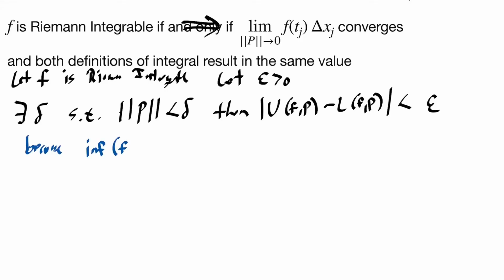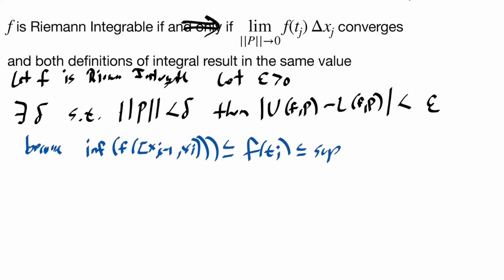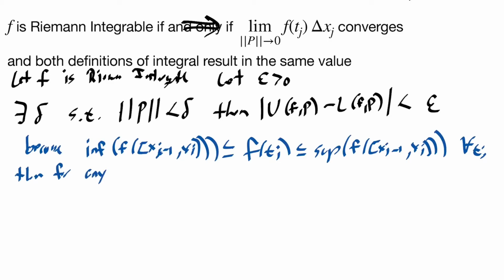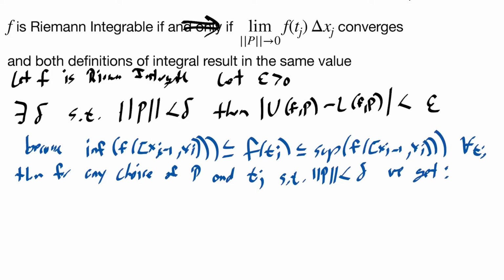So I'll say, because the inf of f on the interval [x_{j-1}, x_j] is less than or equal to f of tj, which is less than or equal to the sup, for any tj you choose, then we know that for any choice of P and tj such that the norm of P is less than delta, we get the following.